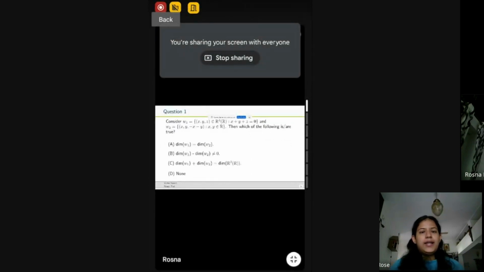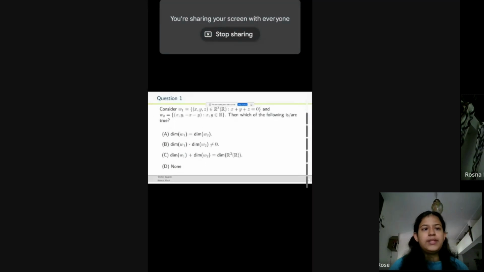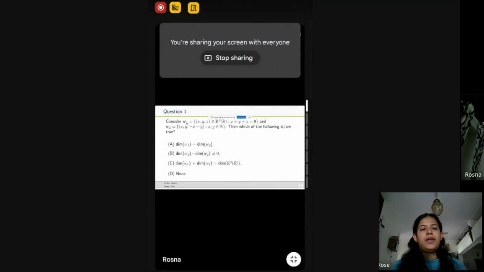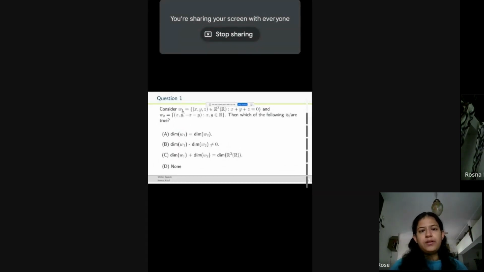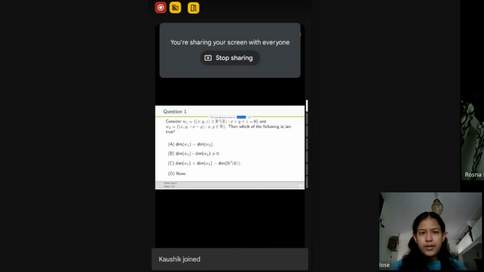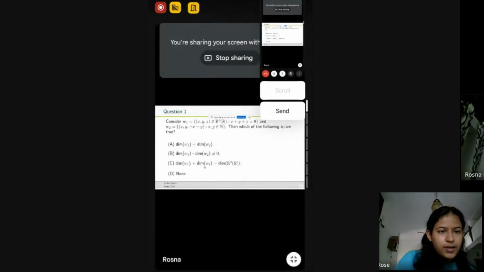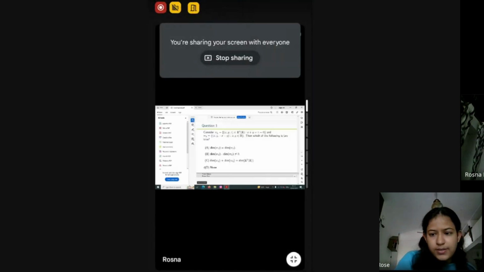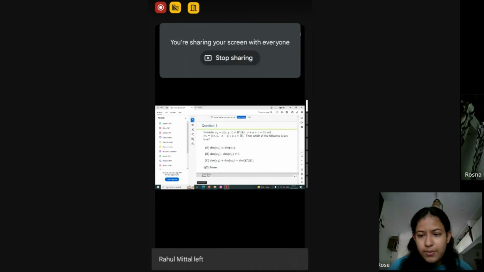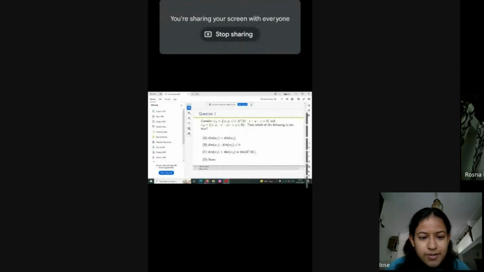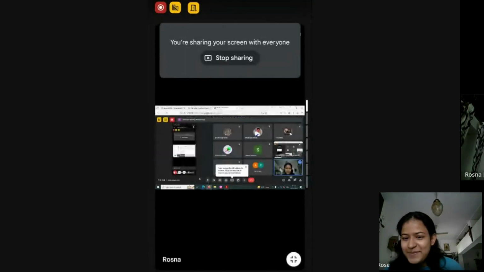Okay, let's try this question. Consider the vector spaces W1 with this property and W2, then which of the following are true? Could you try this? And I will be back in a moment because my battery is running out. Just a moment.